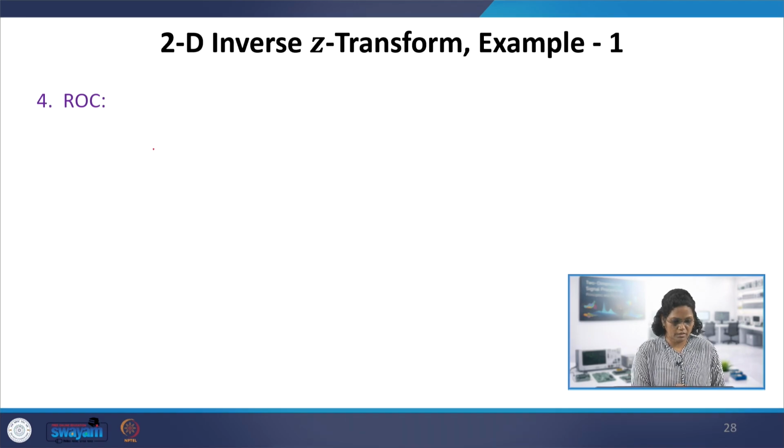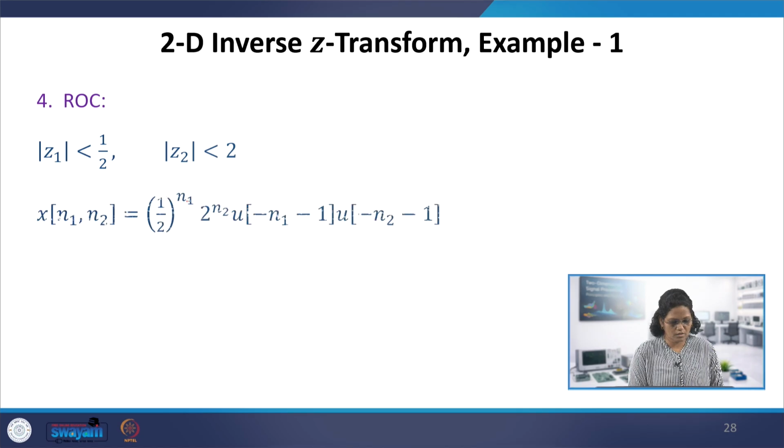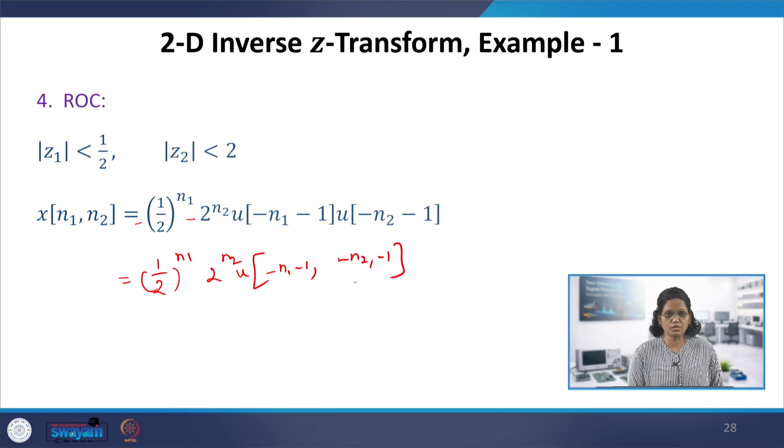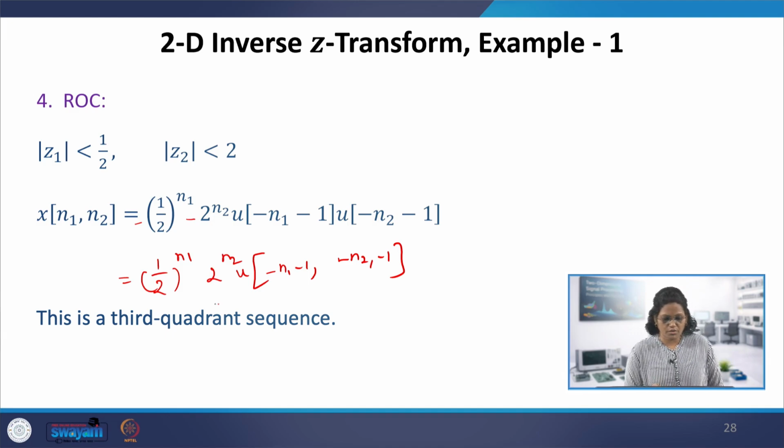And then we can get the other case, the left out case, where |Z1| is less than 1/2 and |Z2| also less than 2. So these two cases result in (1/2)^n1 2^n2, with a minus sign over here and a minus sign over here, which gives the positive u[-n1-1] and u[-n2-1]. So this can be written like (1/2)^n1 2^n2 u[-n1-1, -n2-1]. So this is the next sequence, which results in a third quadrant sequence. So there are these possible sequences in this example.